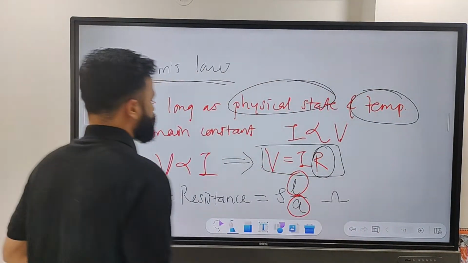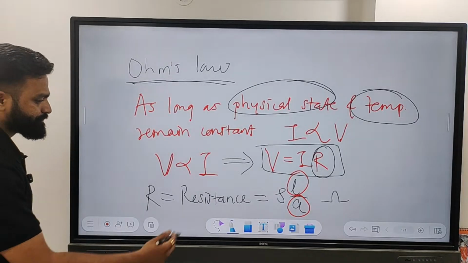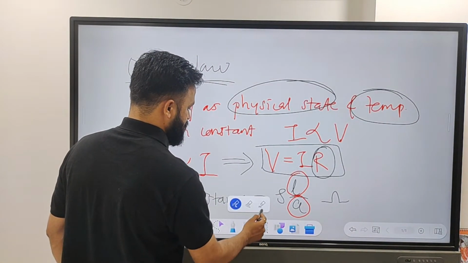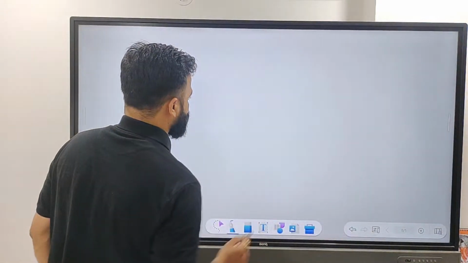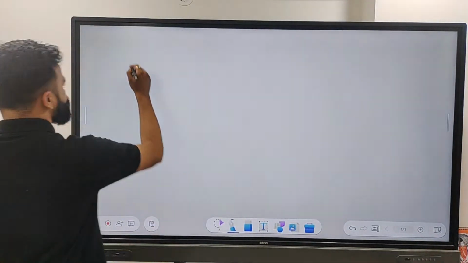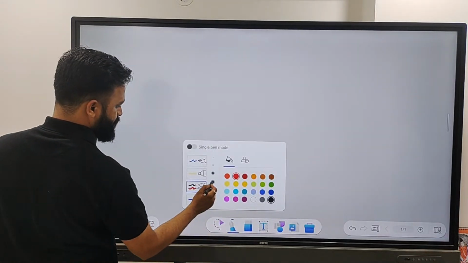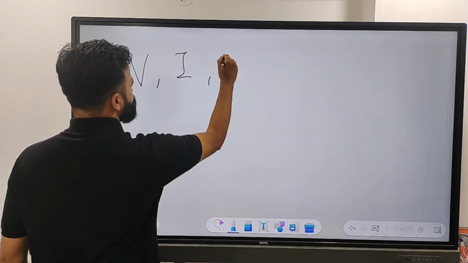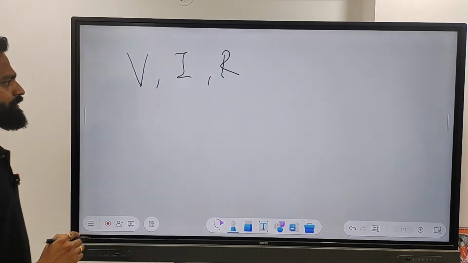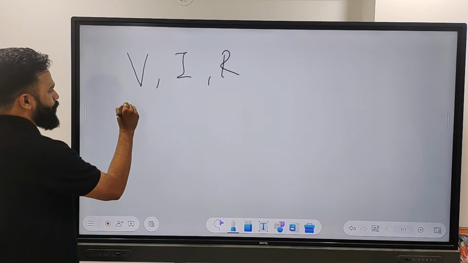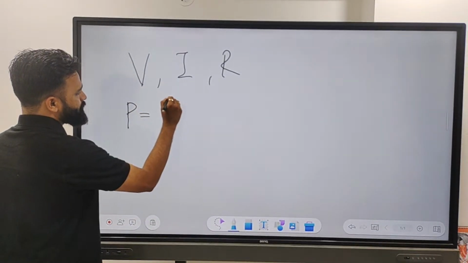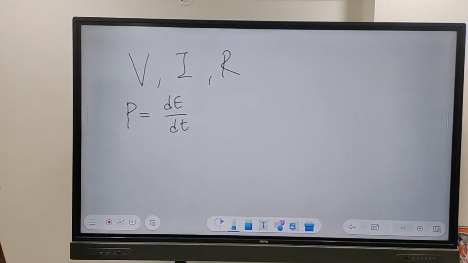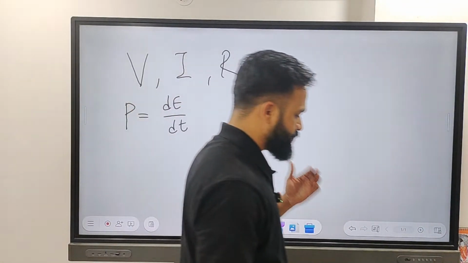Now next we are going to learn, let me erase this. Erase all. Next we are going to learn about power. So we have understood what is voltage, we have understood what is current, we have understood what is resistance. Now we are going to understand what is power. So power is dE by dt. Power is the rate of change of energy with respect to time.